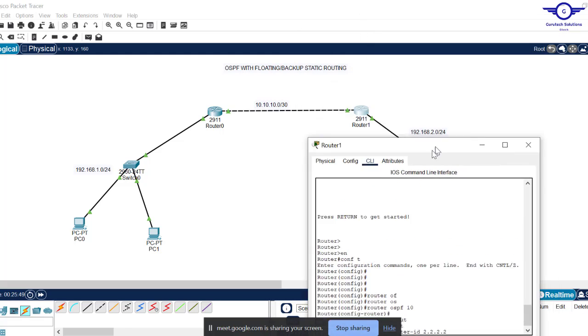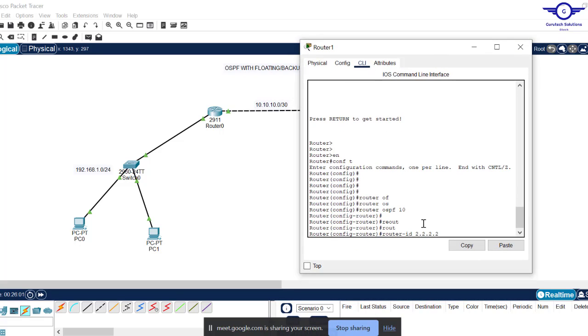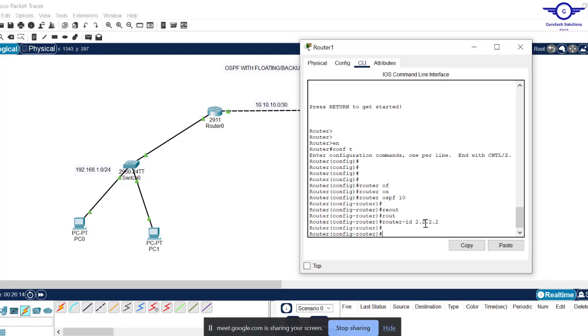So for example, this router here is connected to this network and this network. So your router ID should not be similar to these two. That's why people normally use router ID as 1.1.1.1, 2.2.2.2, 3.3.3.3, something like that. So after that, we have made the router aware that it's using OSPF with the process ID of 10, and given the router an ID for easy identification.